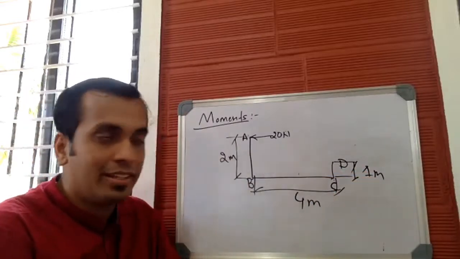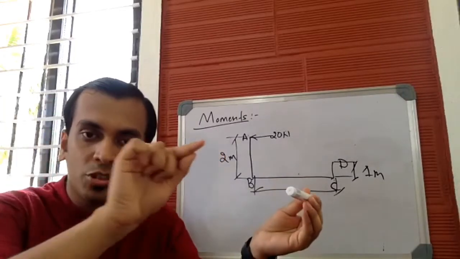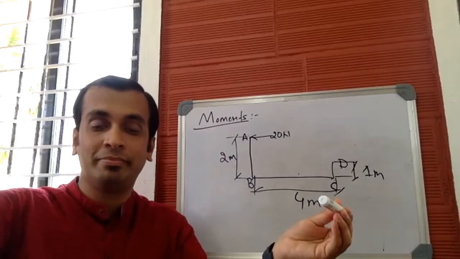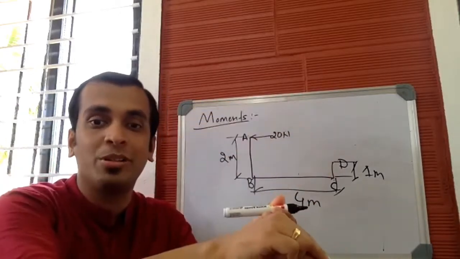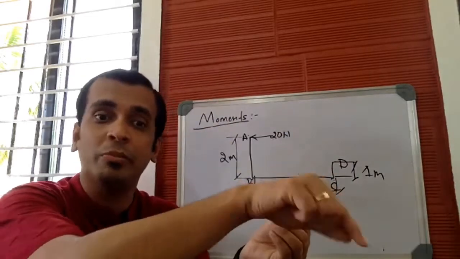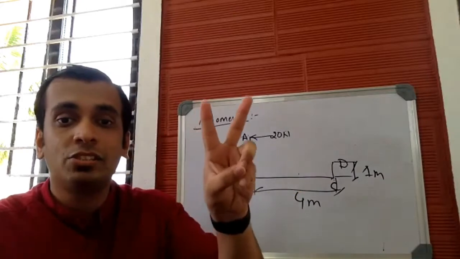And the second case: when you draw the line of action of force, if the line of action passes through a particular point about which we need moment, then the moment will be zero about that point. Got it? So these are the two cases where moment becomes zero.